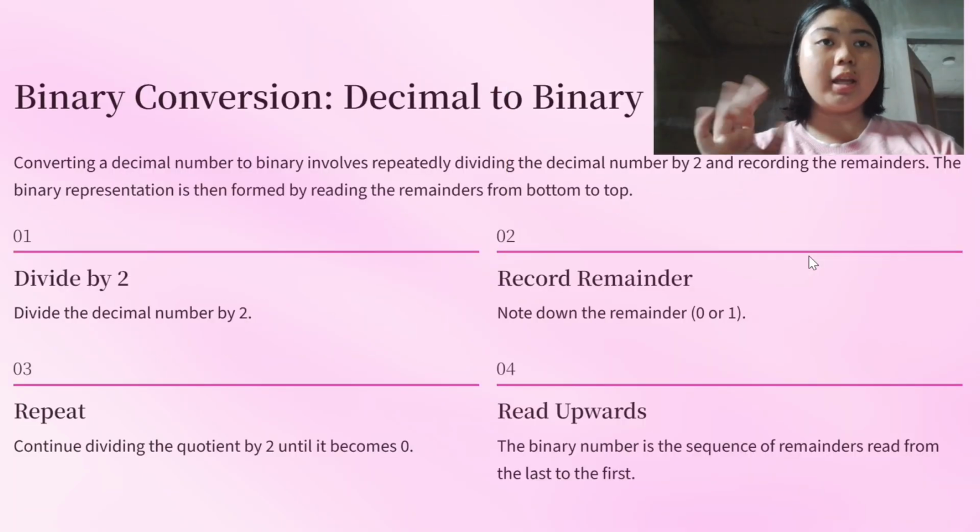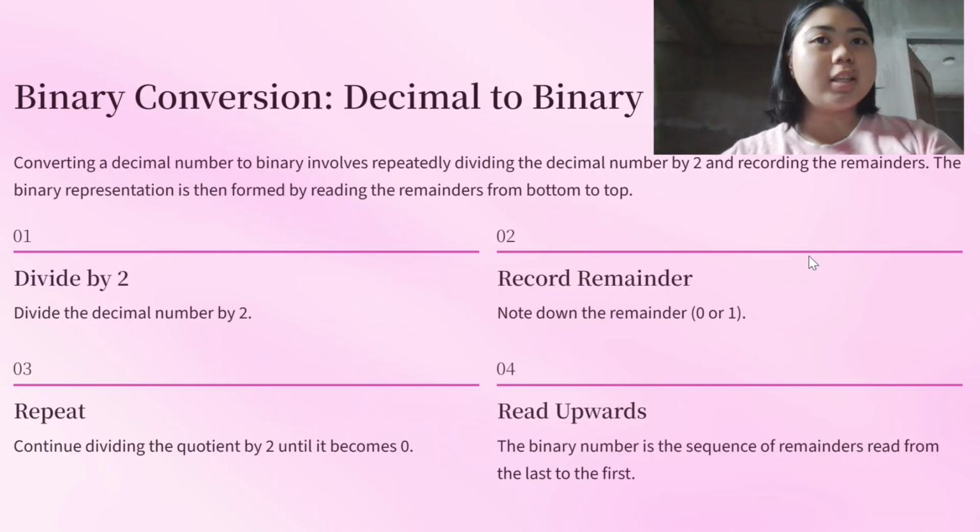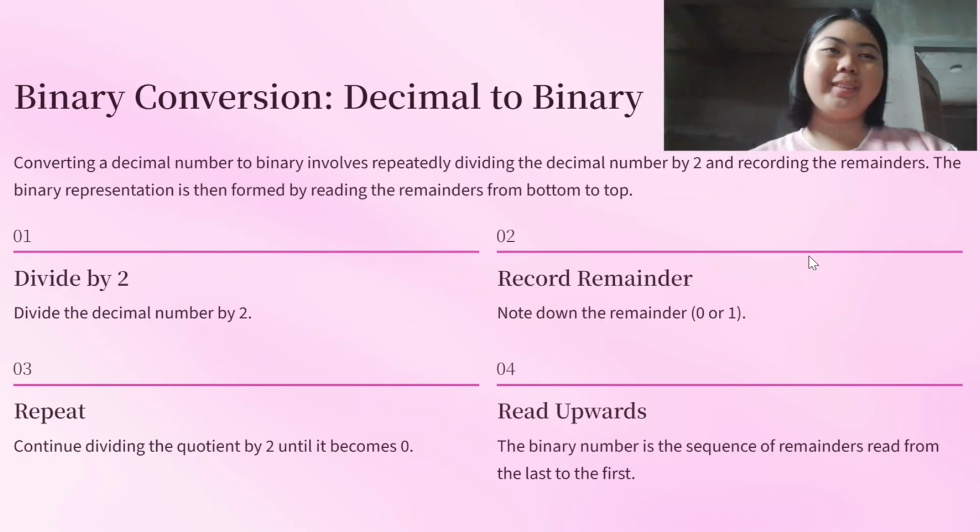Binary conversions: decimal to binary. Converting a decimal number to binary involves repeatedly dividing the decimal number by 2 and recording the remainders. The binary representation is then formed by reading the remainders from bottom to top.